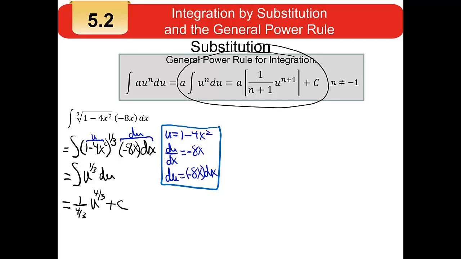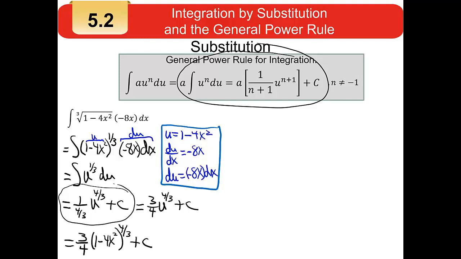1 added to 1/3 is 4/3. You divide by 4/3. Again, I think that's a skippable step. You can just go ahead and say that 1 over 4/3 is going to be the reciprocal, which is 3/4. And then you get rid of the u. Put back in what u is equal to, which is 1 minus 4x squared, and you got it. It's not so bad.